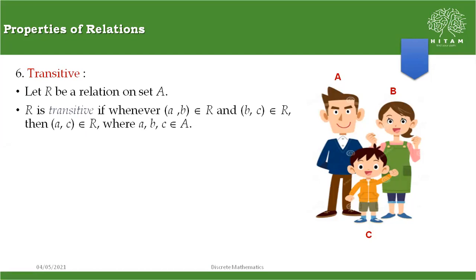A relation R is said to be transitive if whenever (A, B) belongs to R and (B, C) belongs to R, then (A, C) belongs to R, where A, B, C belong to A.